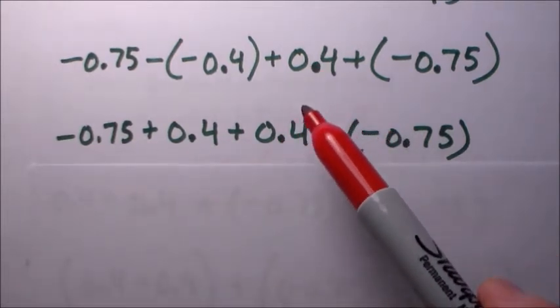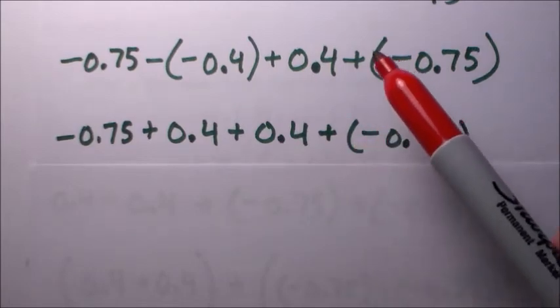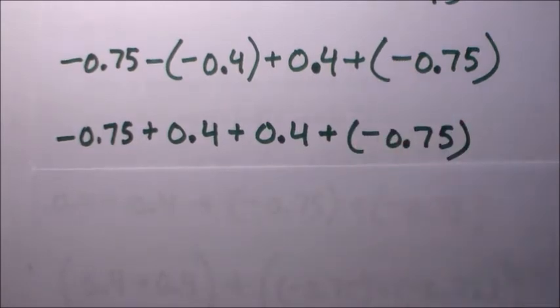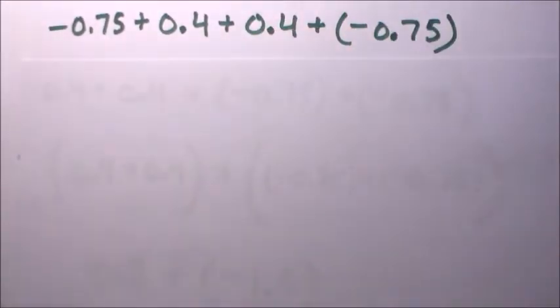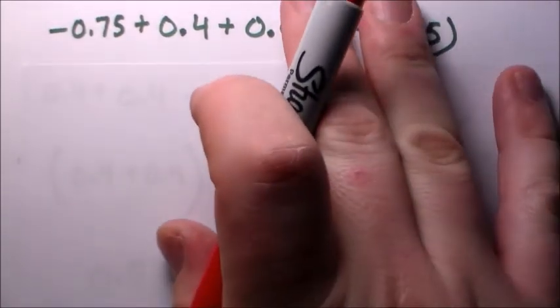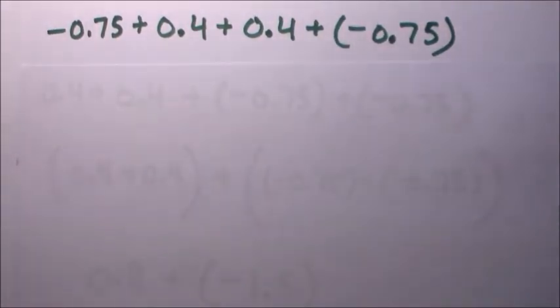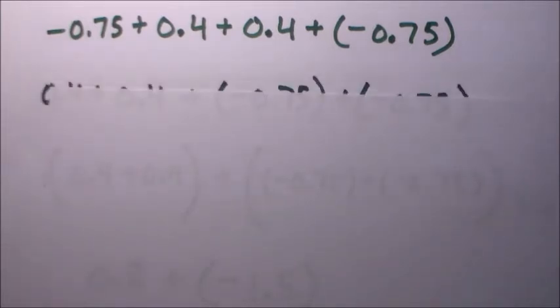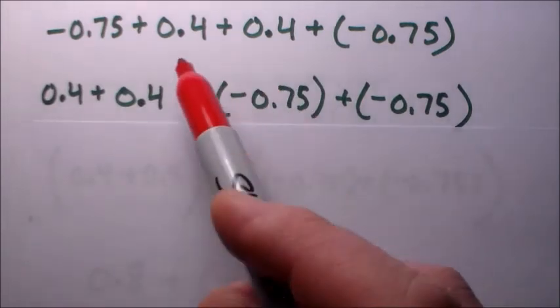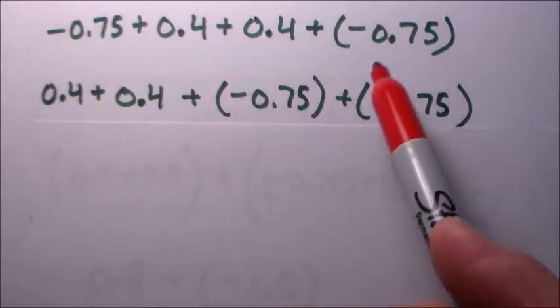We keep going, we just bring the rest of it down, 0.4 and plus negative 0.75. Okay, well, what can we do now? If you remember the commutative property of addition that we just talked about, we can shift the order around, right? We can move the positives to one side and the negatives to another side, because 1 plus 2 plus 3 equals 3 plus 2 plus 1. So let's do that. Let's bring the positives over here and bring the negatives over there.